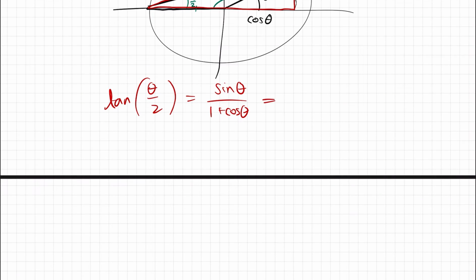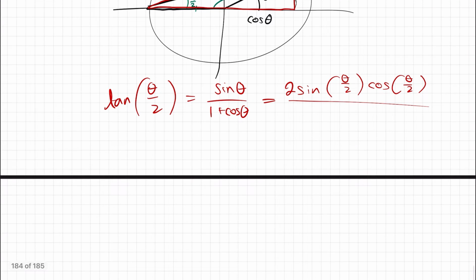You can also prove this using the double angle identity by just doing something like this is equal to 2 times sine of theta over 2 times cos of theta over 2, and then this is again just the double angle identity in reverse.